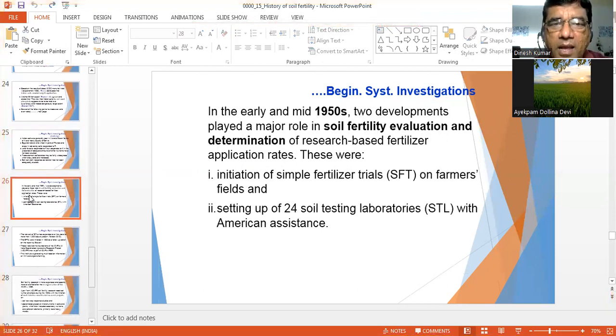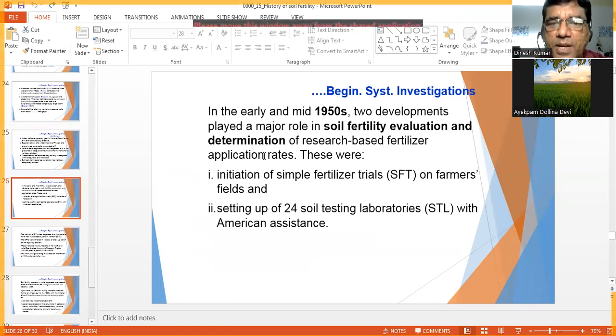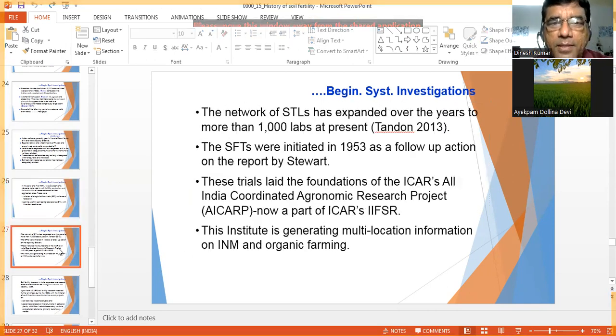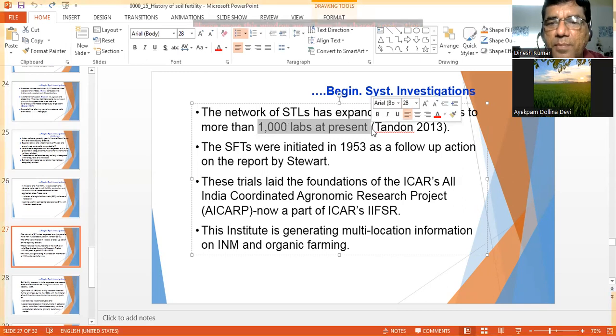In the early and mid 1950s, 2 developments played a role in soil fertility evaluation and determination of research-based fertilizer application rates: the initiation of simple fertilizer trials, SFT, on farmers' fields, and the setting up of 24 soil testing labs with American assistance. The network of soil testing labs has expanded over the years to more than 1,000 labs at present.